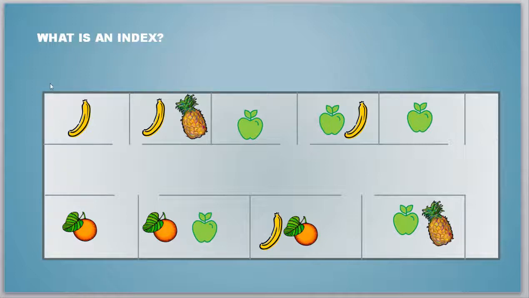Which means that we have a banana in classroom 1, in classroom 2 we have a banana and pineapple, and then in 3 we have an apple. So these are the things which are in 4, 5, 6, 7, 8, 9.